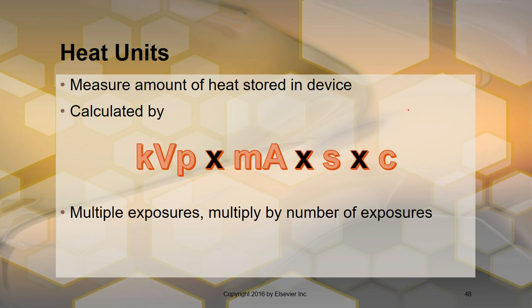Here's the other one, a heat unit. So a heat unit means how much heat is actually stored in the device. So you take your kV times your MA times your seconds, and then C. C stands for, I'm sorry, the generator type. If you have multiple exposures, then you multiply by the number of exposures. But if you start with just one, you go with kV times MA times S times the generator. Okay, so there's your formula.